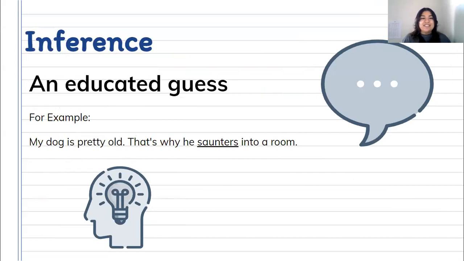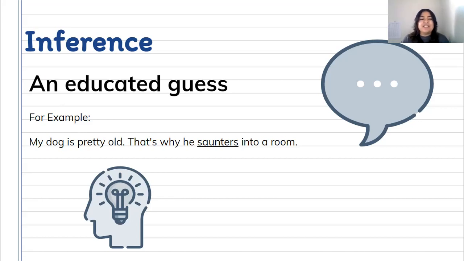So here we are. First slide, inference. An inference is an educated guess. So we're going to use this example down here to help us know how to make an educated guess. So the sentence reads, "My dog is pretty old. That's why he saunters into a room." Saunters. Has anyone heard that word before? Right? It's a new word. It's a little bit unknown. So we have to try to make an educated guess for this sentence and figure out what saunters could mean.